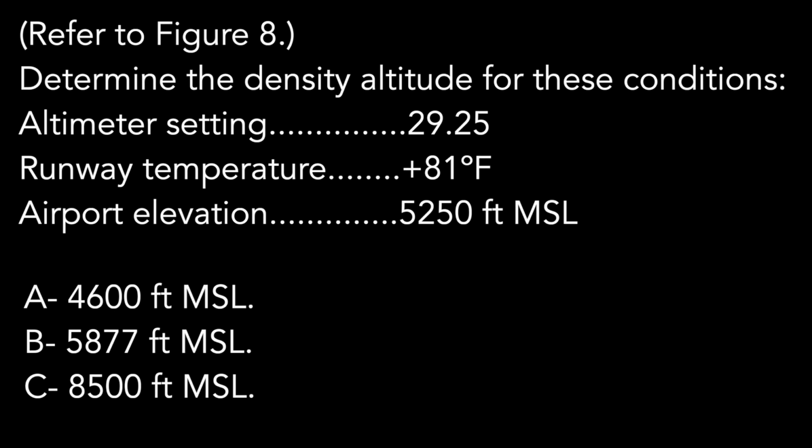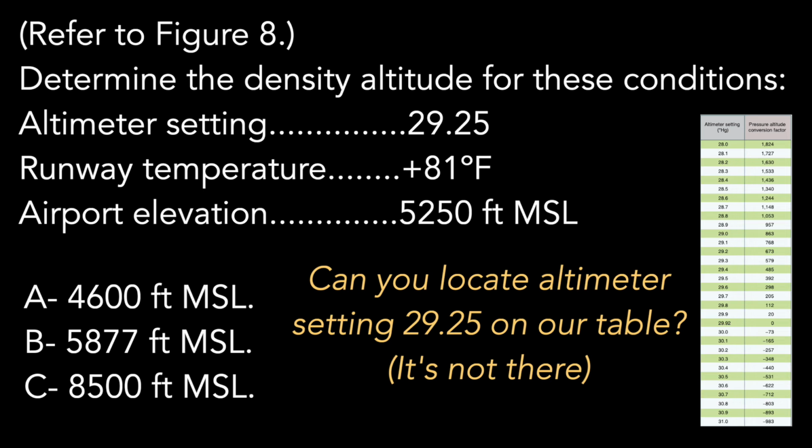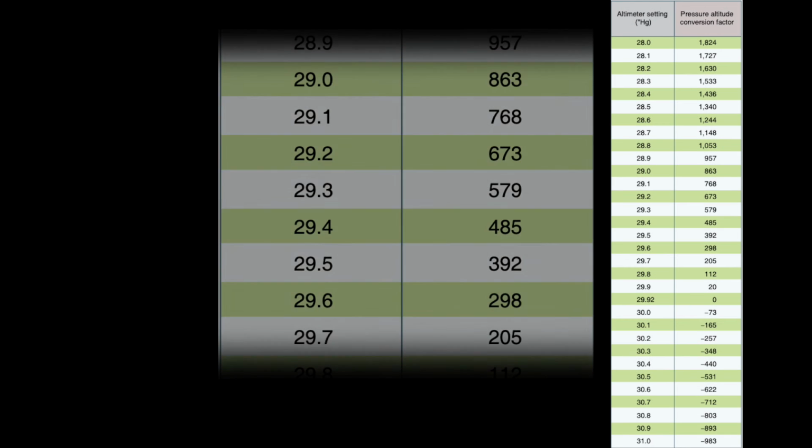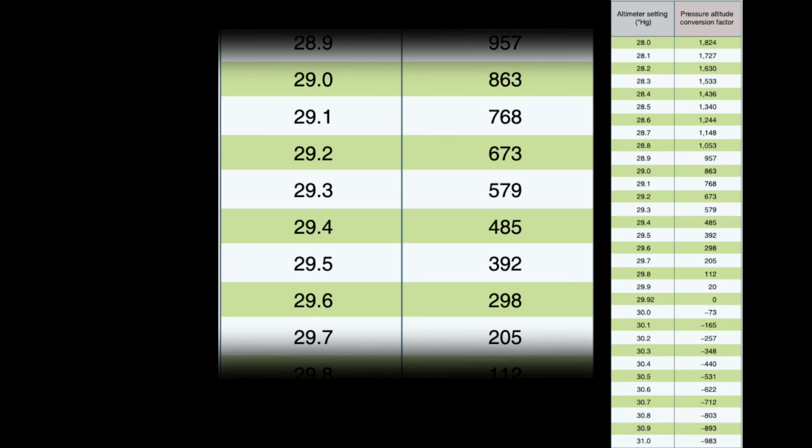Now let's apply that to some more sample questions to practice and review how this all works together. How about determine the density altitude for these conditions: altimeter setting 29.25, runway temperature 81 degrees Fahrenheit, and airport elevation is 5,250 feet above mean sea level. As always, we are given 3 answer options to select from. And don't be surprised if these written test questions give an altimeter setting that is not directly listed on the table. As in this case, 29.25 is not listed in this table, and we only have 29.2 and 29.3. We would know that 29.25 would be somewhere in between these two settings.